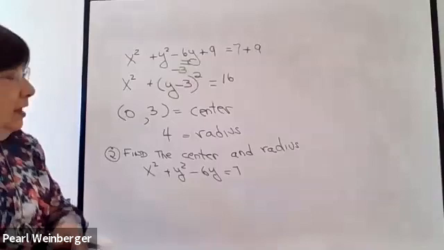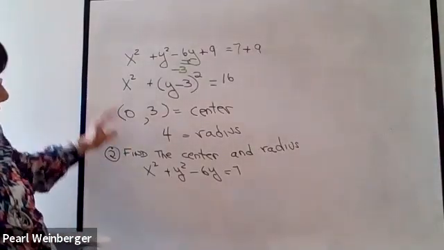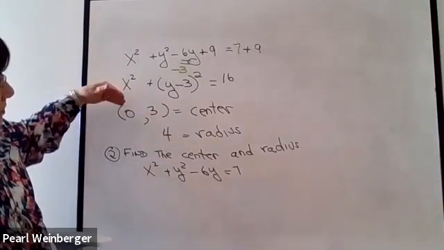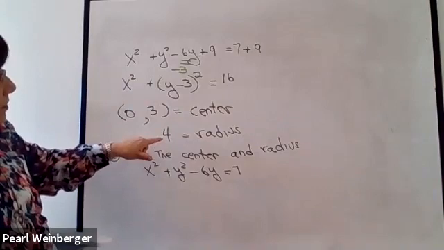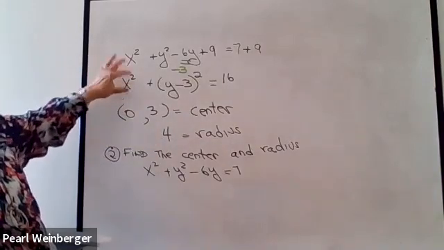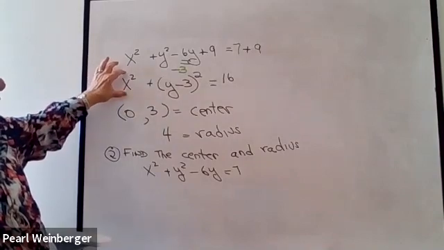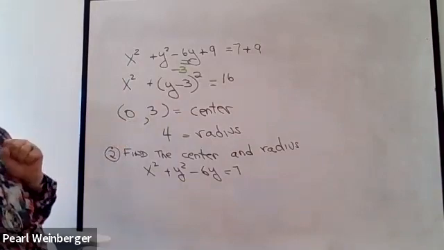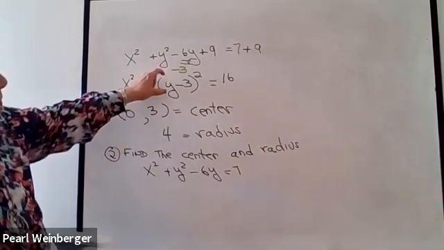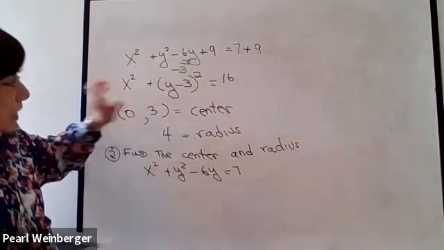So we now have all the information we needed to find the center and the radius. The center is (0, 3). The radius is 4. Again, remember, if there are no extra terms with the x's, then the center for the x will be 0. If there are no extra terms with the y, then the center for the y will be 0.